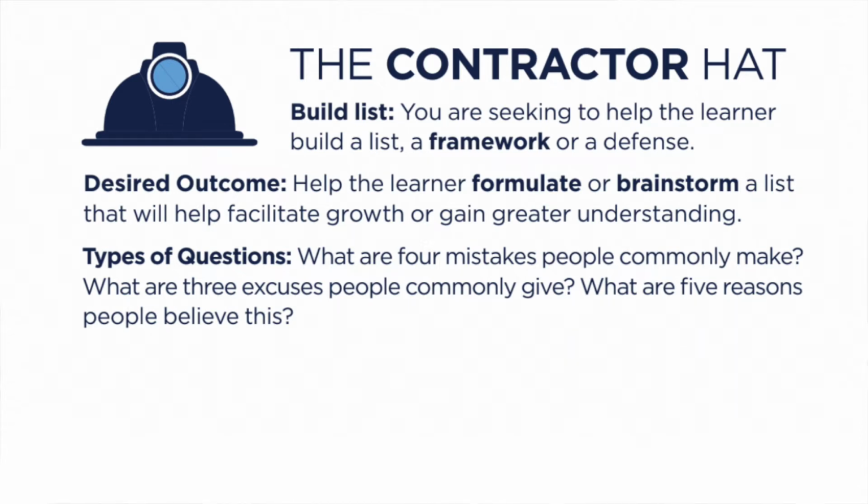And the types of questions that you can use here, for example, are, what are the 4 mistakes people commonly make with this? Or what are 3 excuses people commonly give? Or what are 5 reasons people believe this? Those are some great examples of the contractor hat type of question.